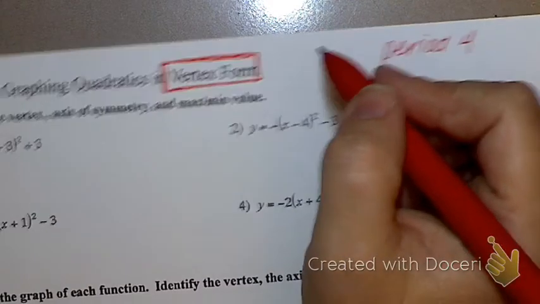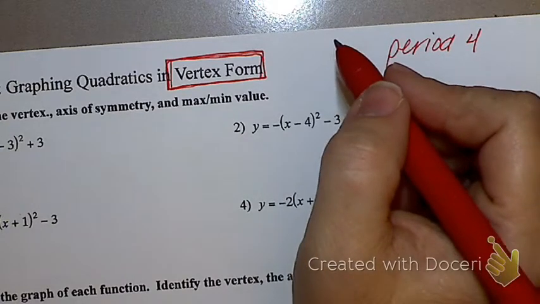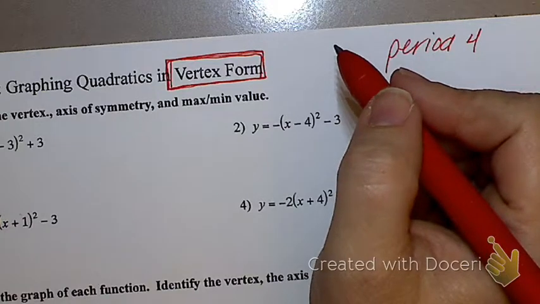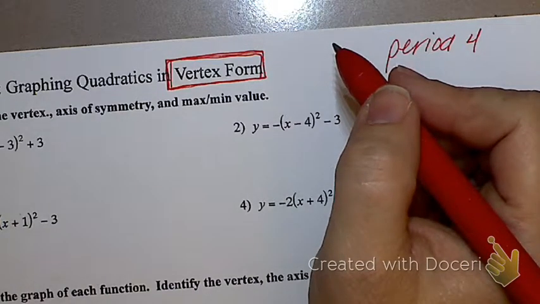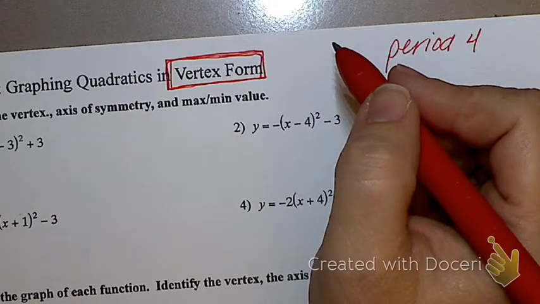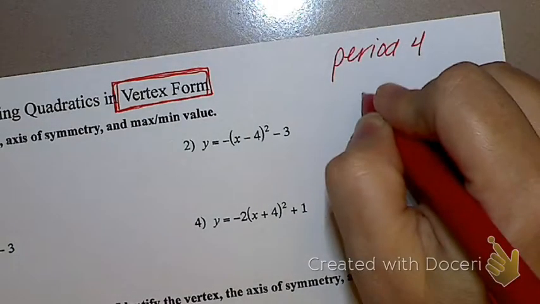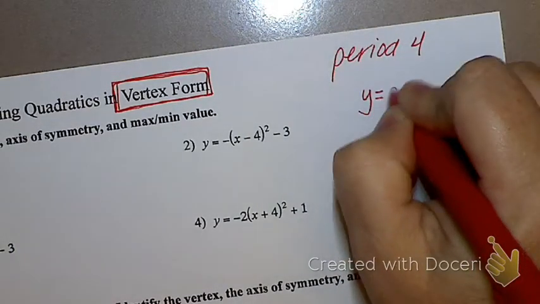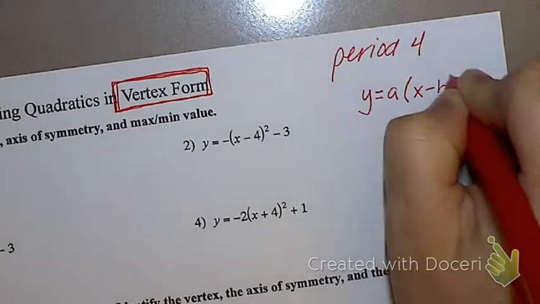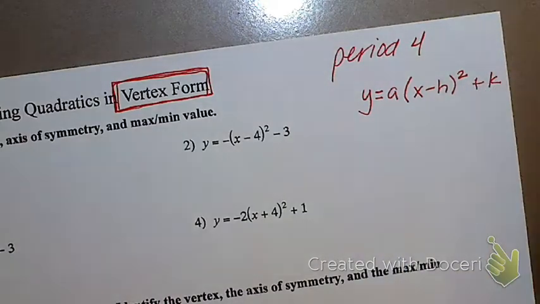All right, so we're graphing in vertex form. Now, technically, this is actually the same form that we did yesterday. Yesterday was just a very simplified version of it. Now, let me give you the official vertex form. Vertex form is y equals a(x minus h) squared plus k.